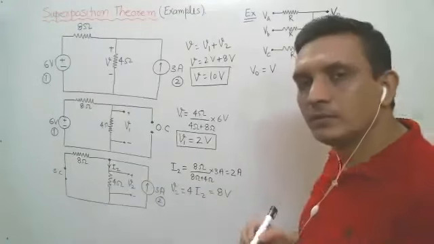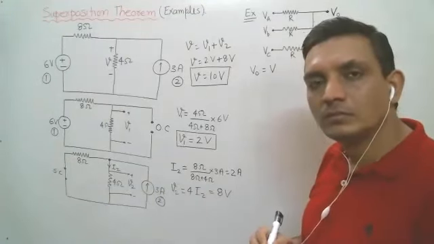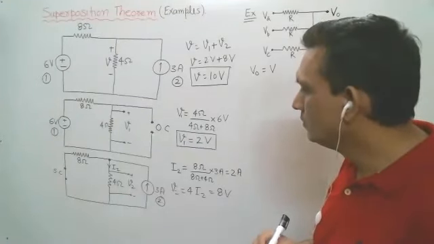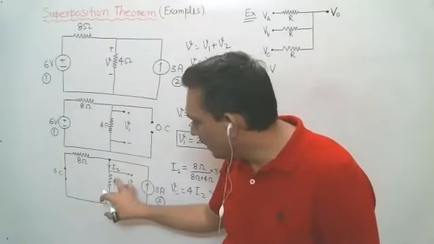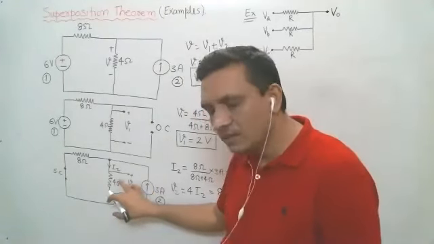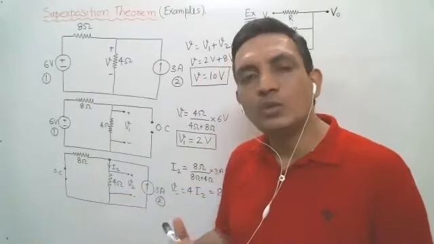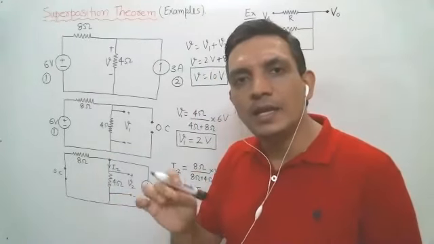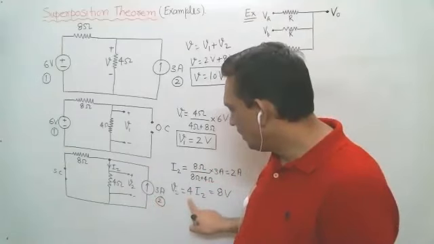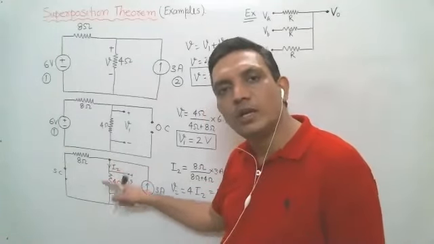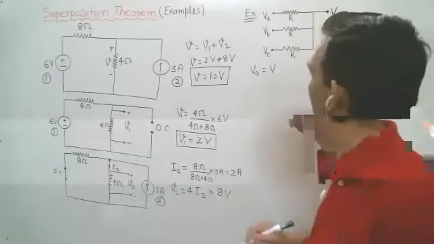Sir, in the previous question, why is V2 equal to 4 I2? If the resistance is 4 ohm, how does it come? If the resistance is 4 ohm and the current is I, according to Ohm's law, V is equal to I into R. Resistance is 4 ohm, current is I2. So what will be the voltage drop? 4 into I2. Okay, sir. Thank you, sir.